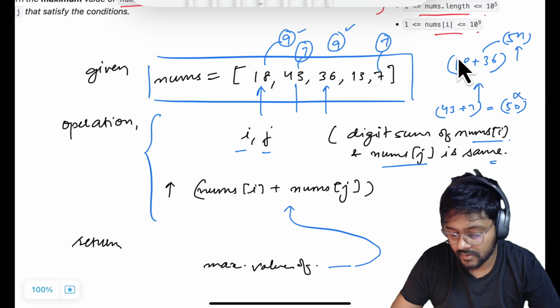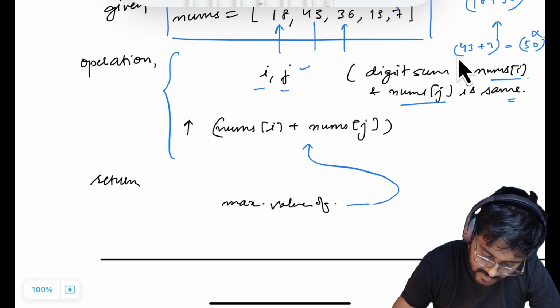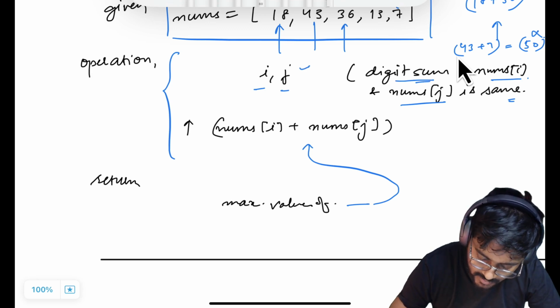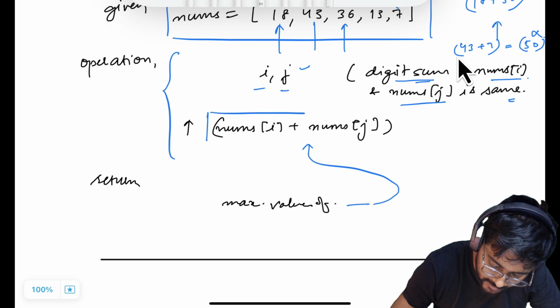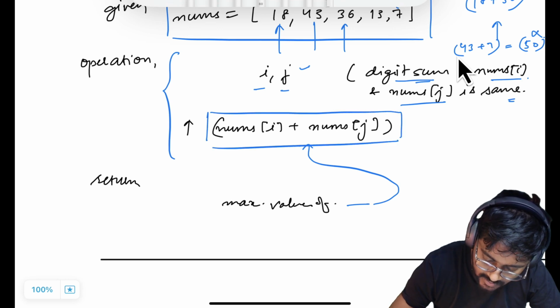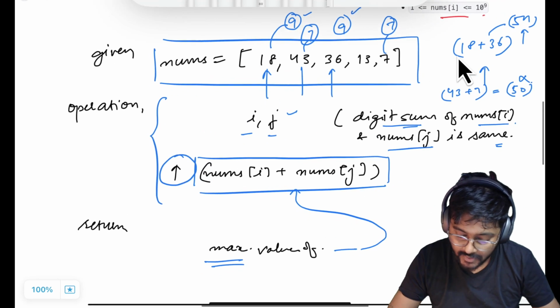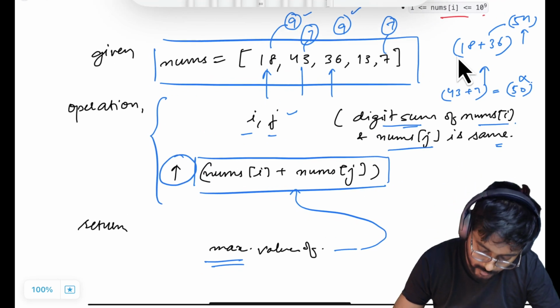50 is rejected. Two integers we have to choose such that the digit sum should be the same, and the value that we have to maximize is nums[i] plus nums[j], and whatever the maximum value is, we have to return that. This is the whole problem statement. And now let's try to build the approach.